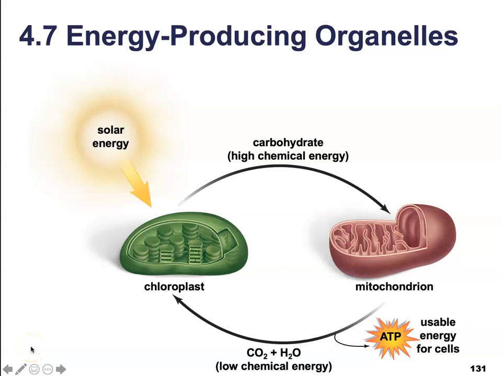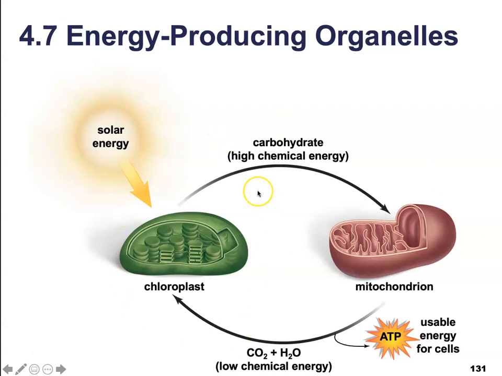All right, we're going to talk about the energy-producing organelles. All of life requires a constant input of energy in order to maintain the structure of cells. Chloroplasts and mitochondria are the two eukaryotic membrane-bound organelles that specialize in converting energy from the environment into a usable form. Animal cells contain only mitochondria, whereas plant cells contain both chloroplasts and mitochondria.